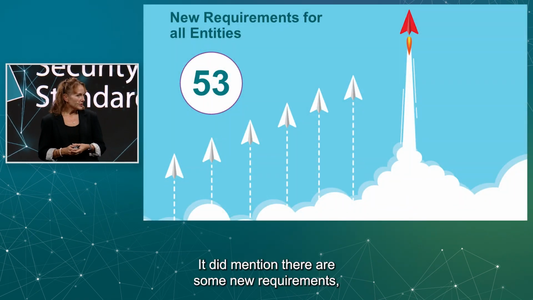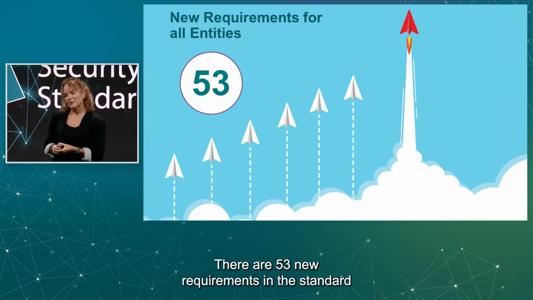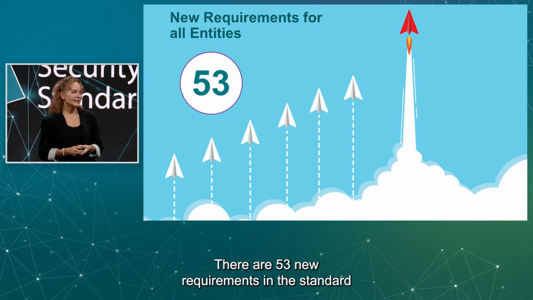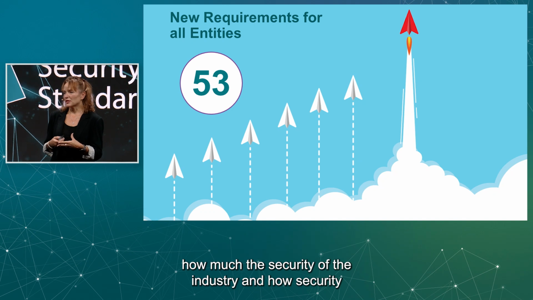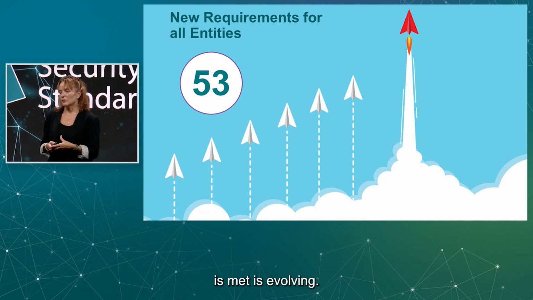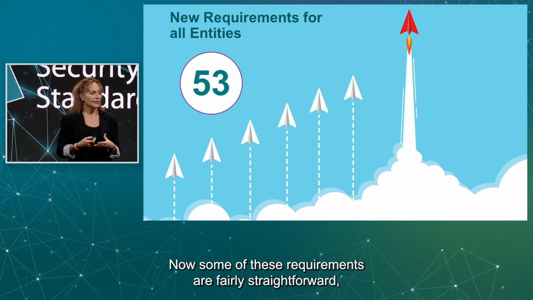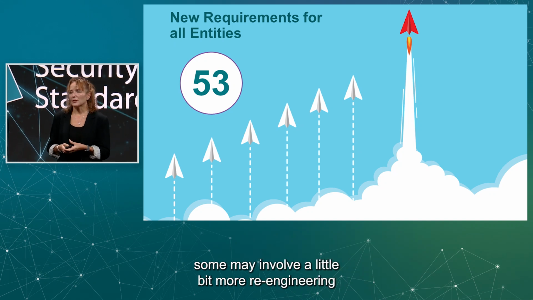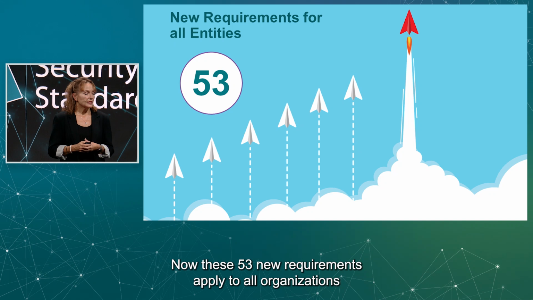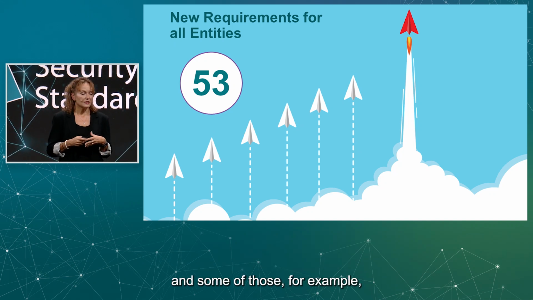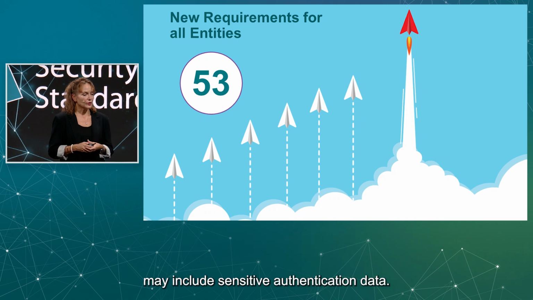I did mention there are some new requirements. There are a lot of new requirements. There are 53 new requirements in the standard that apply to all organizations. And again, this just reflects how much the security of the industry and how security is met is evolving. Now, some of these requirements are fairly straightforward. Some may involve a little bit more re-engineering of your processes, depending on what you already have in place. Now, these 53 new requirements apply to all organizations, and some of those, for example, may include sensitive authentication data.